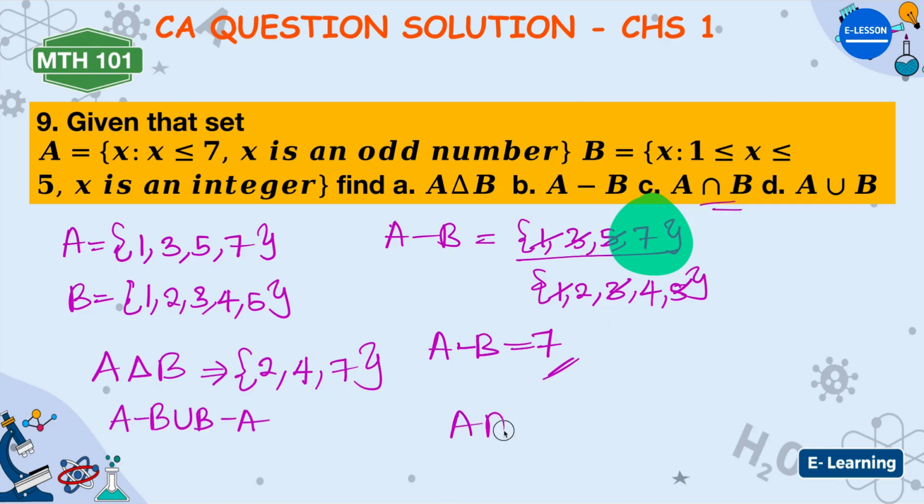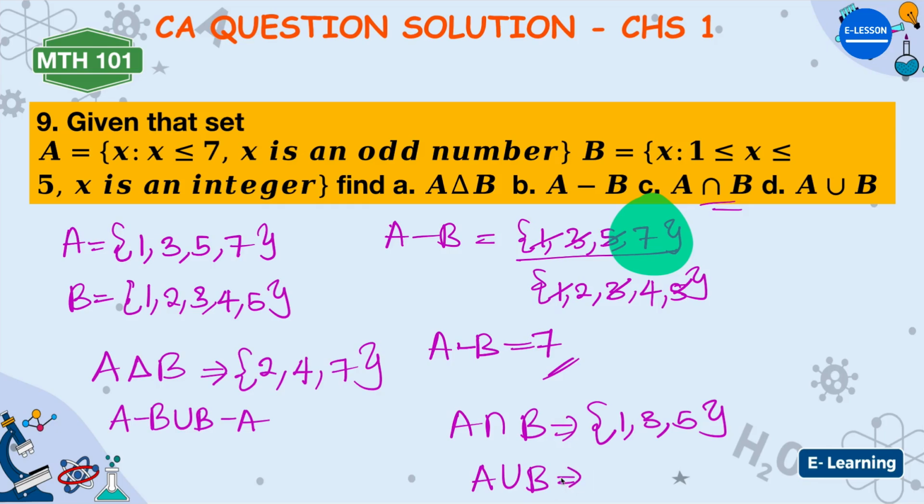What is A intersection B? That means what A and B have in common. And that will be what? They have 1 in common. They have 3 in common. They have 5 in common. That is our A intersection B: 1, 3, 5.